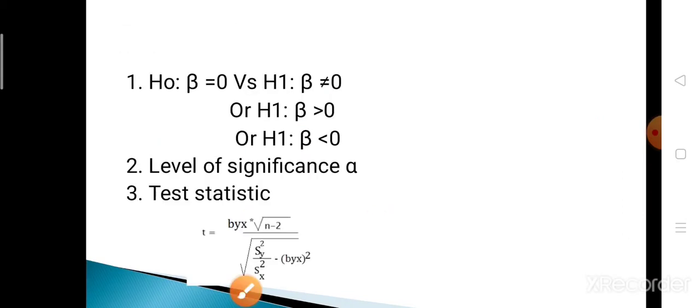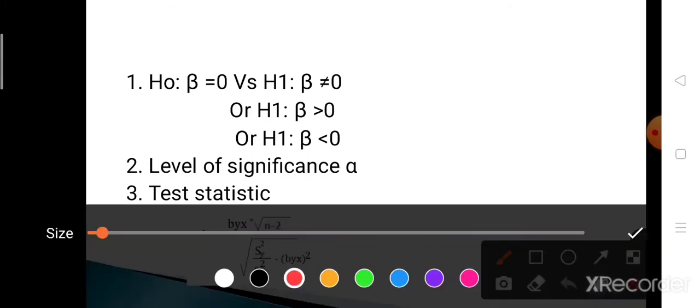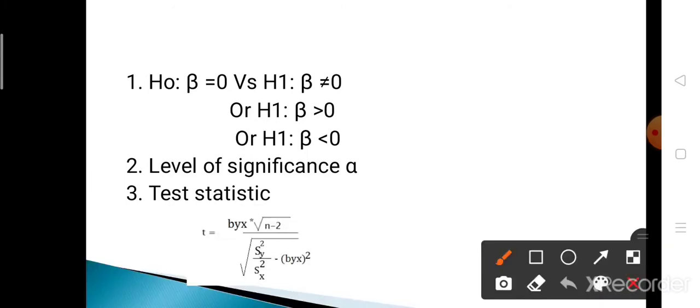The first step involved in the testing of hypothesis is to formulate the null and alternative hypothesis. The null hypothesis is denoted by H0 and the alternative hypothesis is denoted by H1. Here we want to test the regression coefficient, and the population regression coefficient is denoted by beta. So H0 is beta equal to 0. If there is an equality condition in the given statement, then that statement is called the null hypothesis.